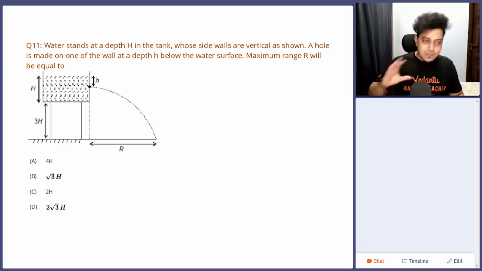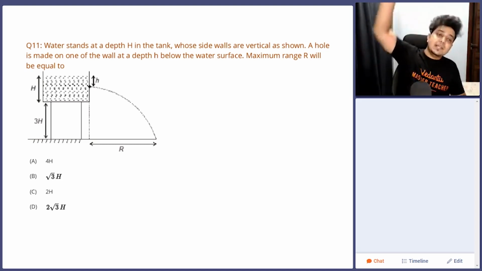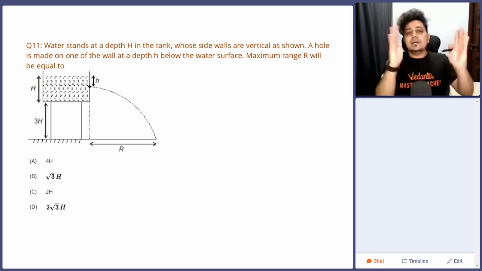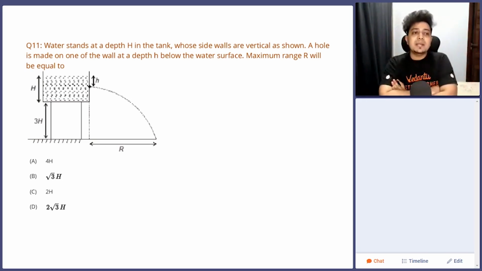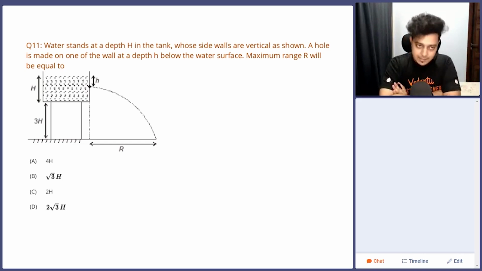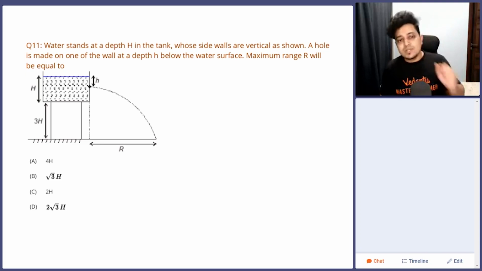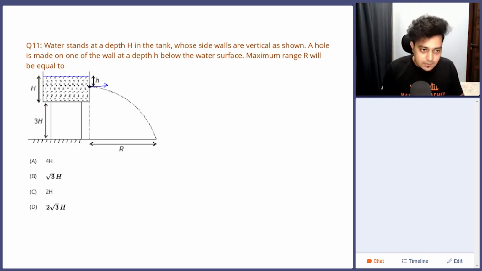Water stands at a height of capital H in the tank whose side walls are vertical, as shown in the figure. A hole is made on one of the walls at depth small h below the surface of water. So this is the water level. And below the level of water at depth h, a hole is punched. And because of that, water will flow out. Efflux of water.